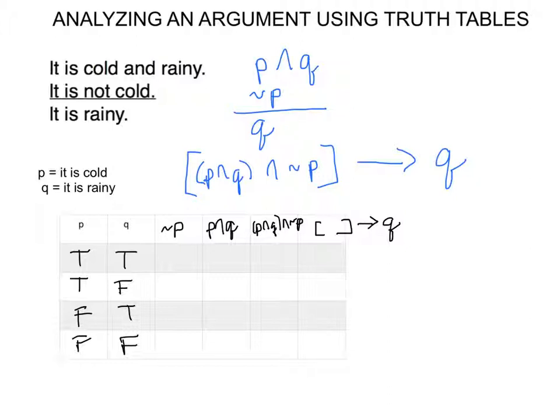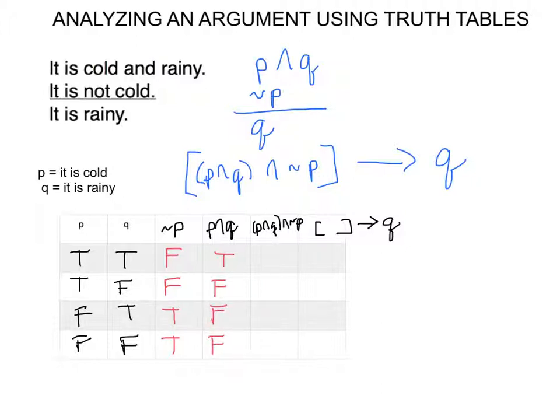So let's start with not P. Not P is just the negation of everything in P. So we have false, false, true, true. And for P and Q, as a reminder, you need to have both of them be true in order for it to be true. As we look at our table here, the only one that has both true is this first row. And so we've got true, and the rest of our rows are going to be false.